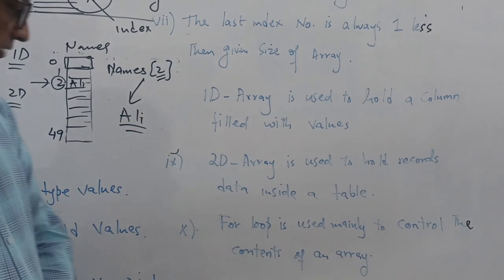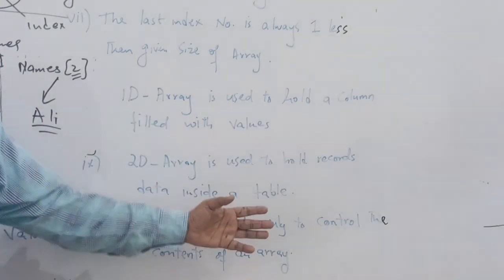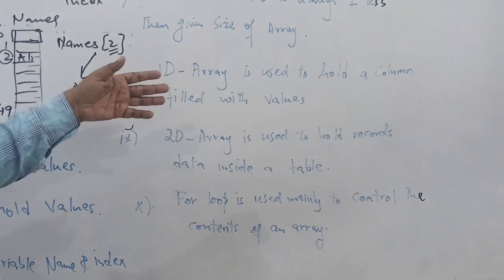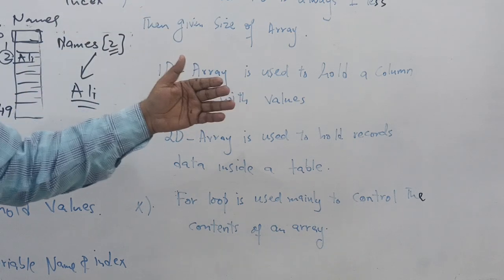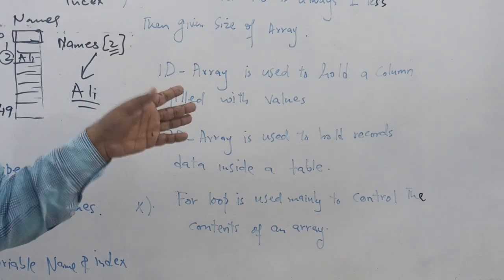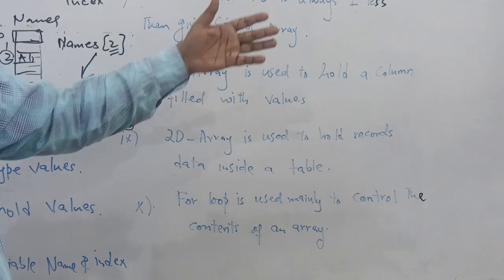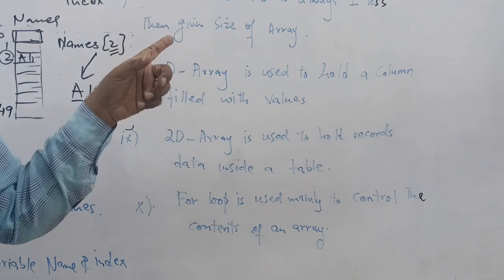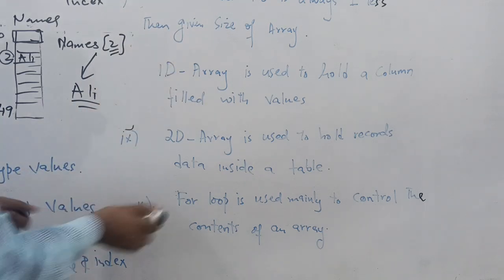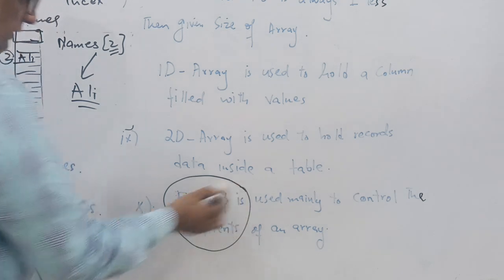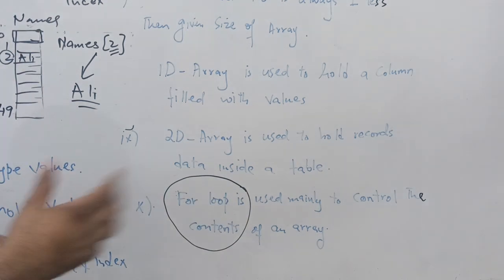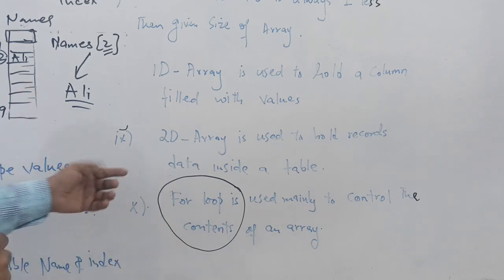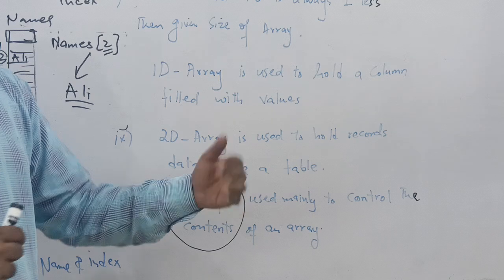And the last point, a for loop is used mainly to control the contents of an array. In the very last example, you have seen 11 lines dealing with 200 values. How did that become possible? That became possible only with the help of the for loop we have used over here. So the for loop is the key to using arrays. You can use the while loop also, but most of the time, most programmers prefer to go through arrays with the help of the for loop.